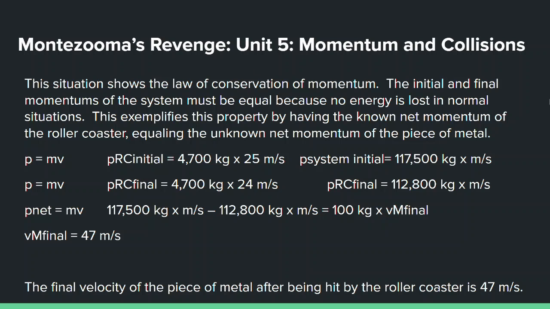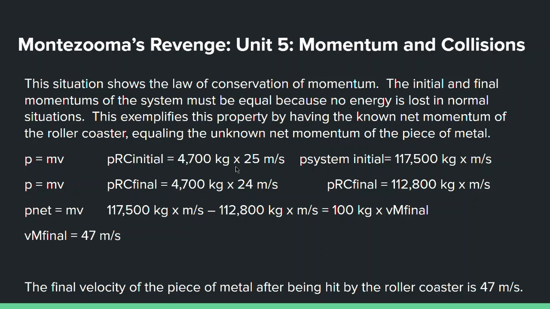So this situation deals with the law of conservation of momentum. Similar to the law of conservation of energy, momentum must be equal in the beginning and end of any interaction between two or more objects. So we have a net known momentum of the roller coaster that will equal the unknown momentum of the piece of metal. So we start by calculating the initial momentum of the system, which will just be the roller coaster. That's what RC stands for, because the piece of metal is at rest. It does not have any velocity.